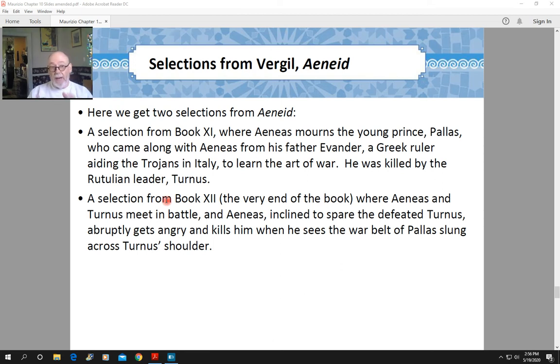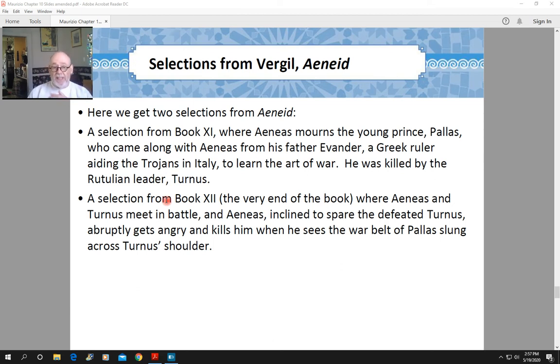He is killed by the Rutulian leader, the leader of the opposition, Turnus. And Turnus takes his war belt, because Turnus is a big guy. Pallas is younger, he's a teenager. The war belt doesn't really fit him, so he basically has it slung over his shoulder.